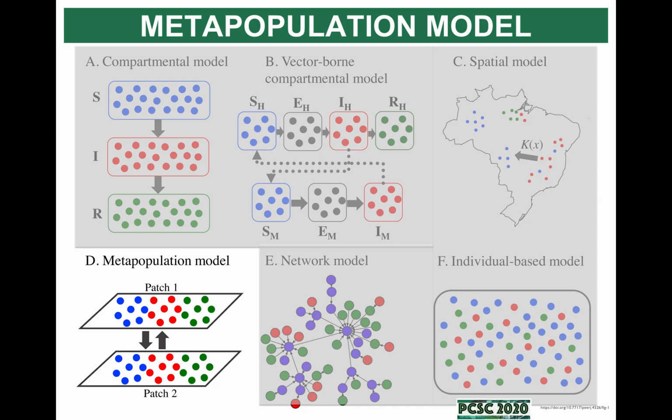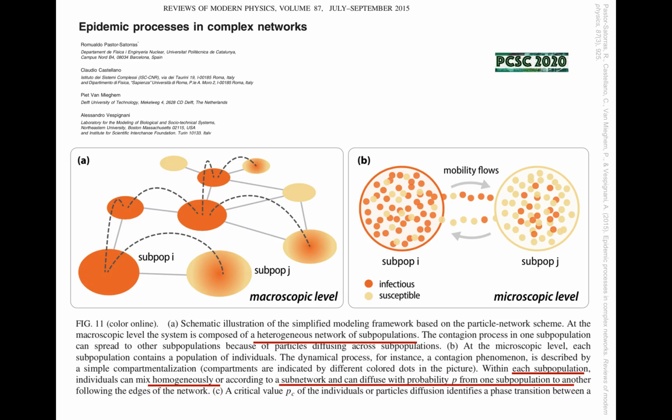In the meta-population model, the entire population is divided into distinct subpopulations, each with independent disease transmission dynamics, together with interactions between the subpopulations. The subpopulation in each patch is mixed homogeneously. So given an entire population, it's divided into distinct subpopulations, and these subpopulations interact with each other following a heterogeneous network. Okay? And this model keeps track of the number of individuals at different locations or patches.